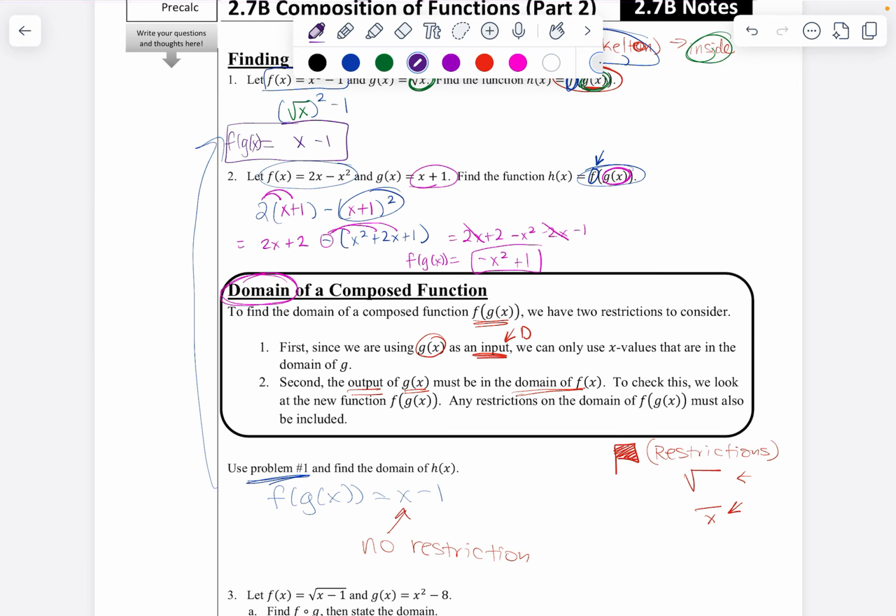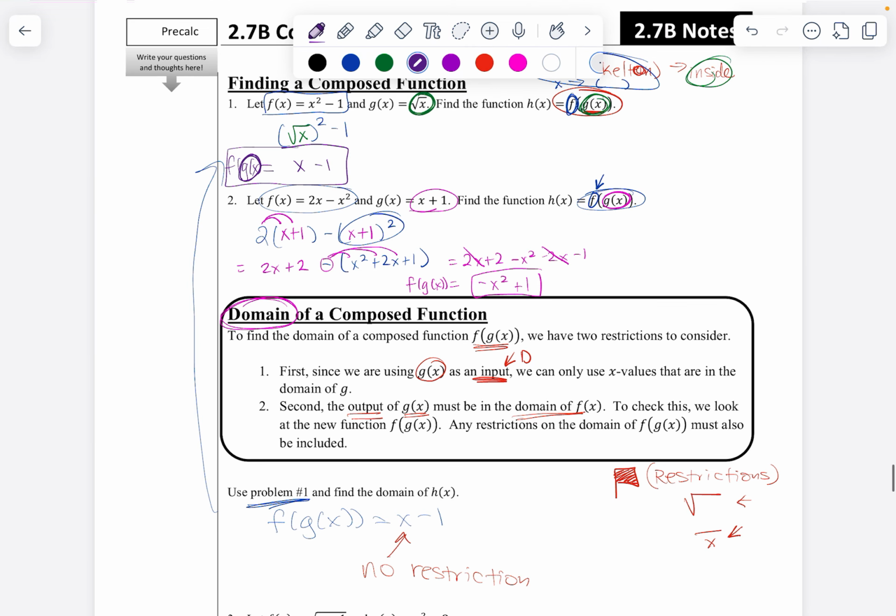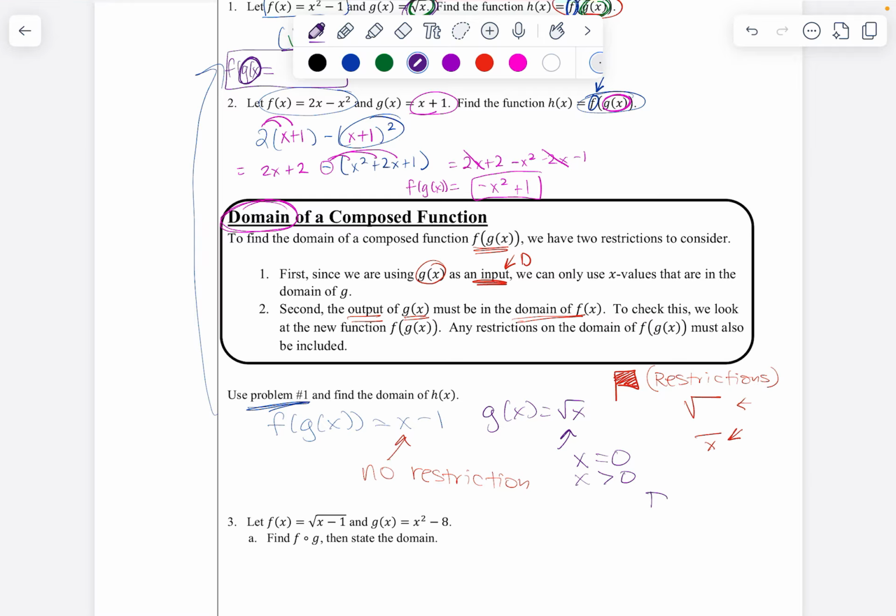So what did we use as an input here? We used g of x. Well, g of x here was the root of x. So if g of x is the root of x as your input, this is a problem. We do have a restriction here because we have a root. So that means I know that x has to be equal to 0 or x has to be greater than 0. So how do we say that? Well, then our overall domain is that x has to be 0 or greater in interval notation.